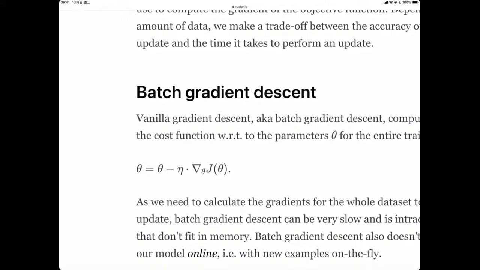That means I know the direction, because on the right-hand side I do partial differentiation. But I say how big or how small a step I should take forward to my next weight.